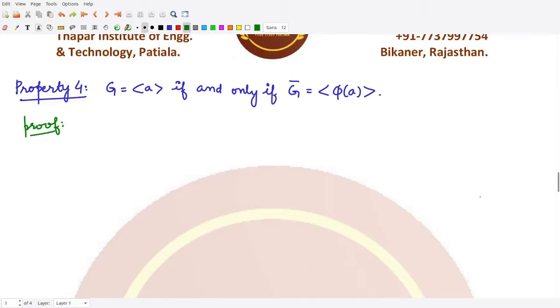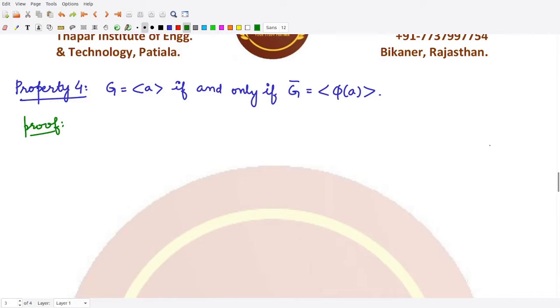In this video we are going to study the fourth property of isomorphism, which says that if phi is a mapping from G to G bar, these are the two groups, and the first group is generated by some element A, that means it is cyclic, then the second group G bar is also cyclic and it is generated by phi of that element A, and vice versa. So let's have a look at the proof of this result.